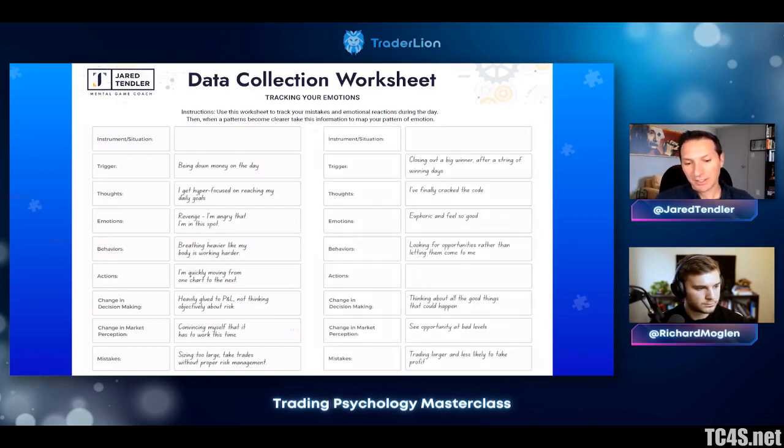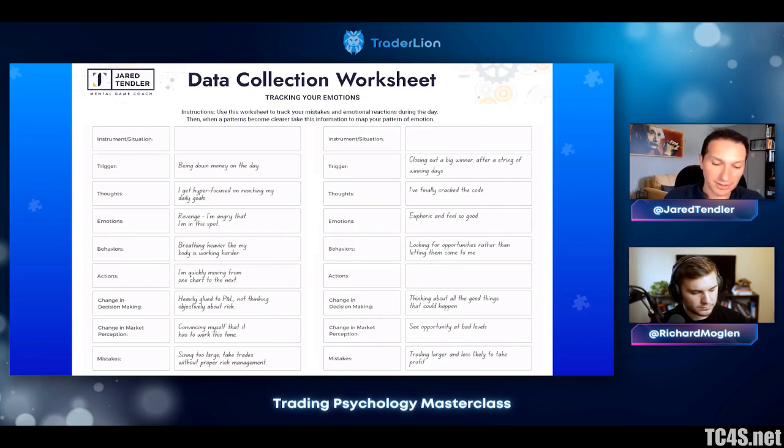All right, here's another one. Trigger is closing out a big winner after a string of winning days. The thought is I finally cracked the code, right? And so there's euphoria and good feelings, right? Obviously some overconfidence here. The behavior is looking for opportunities rather than letting them come to me.